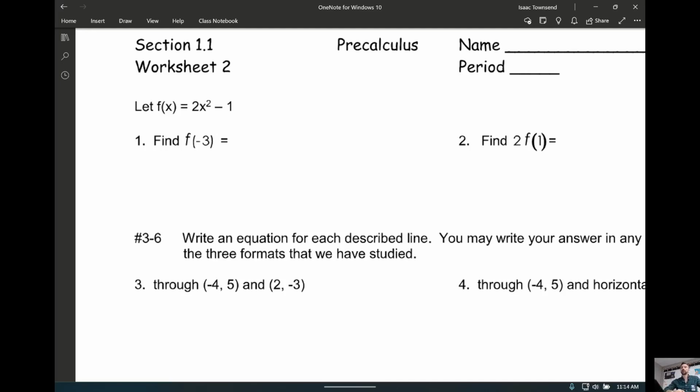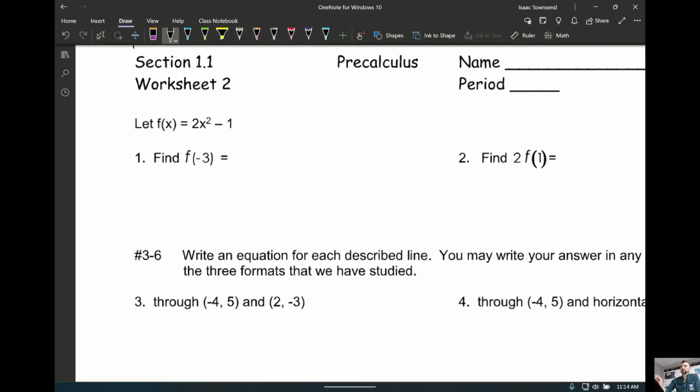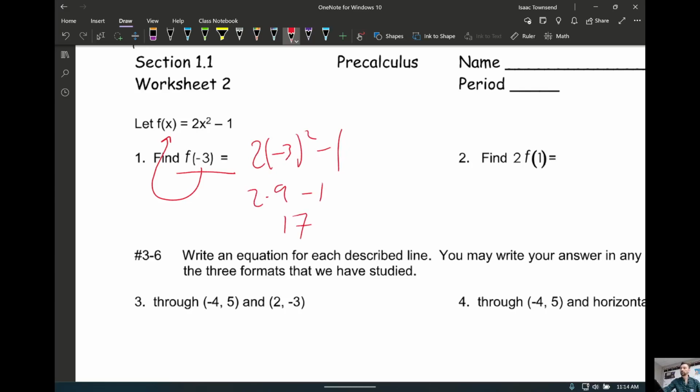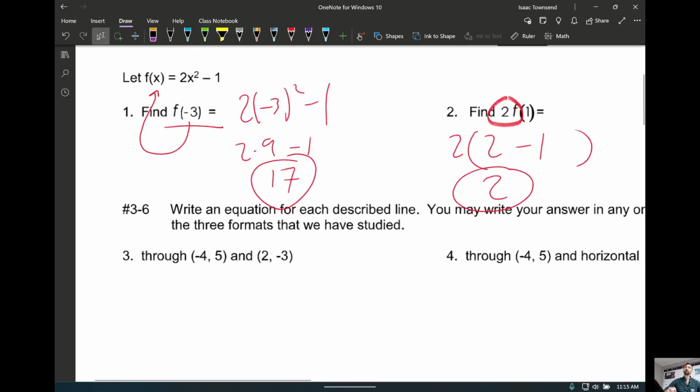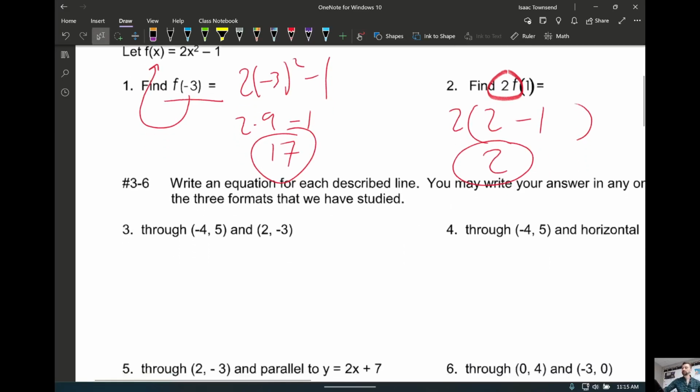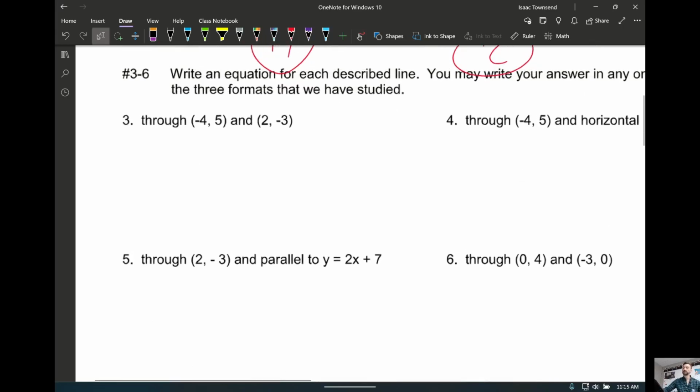All right, worksheet 2 is just like worksheet 1, except for questions 1 and 2. 1 and 2 were not on worksheet 1, but this basically just means plug -3 in for x, and solve for y. So you get 18 minus 1, or 17. Plug 1 in to f of x, and then multiply it by 2. So 2 times 1 should give you 2. Unless my arithmetic's off, those should be fine. Again, I'll just take questions at the end.